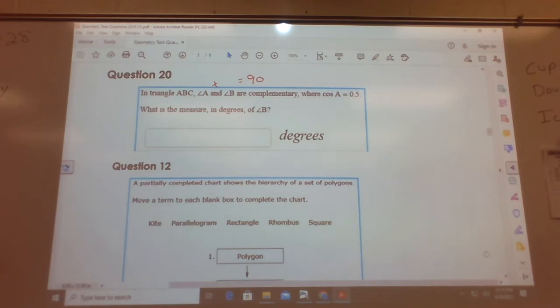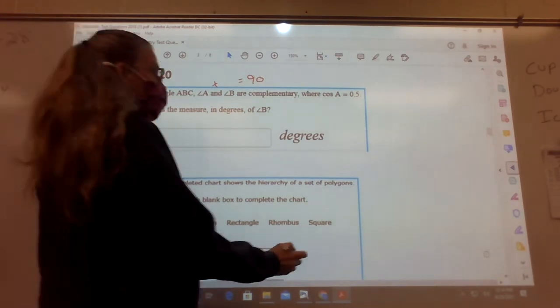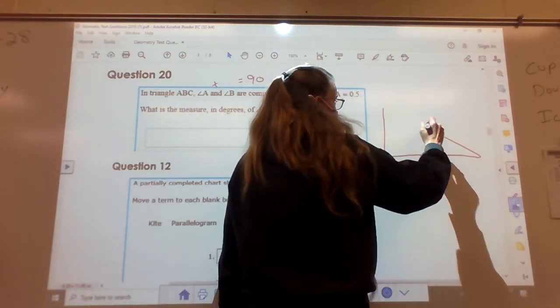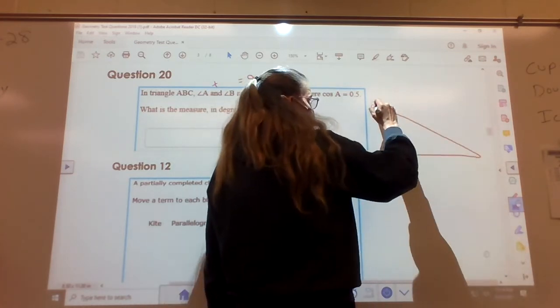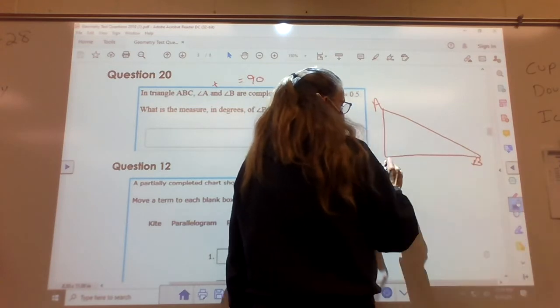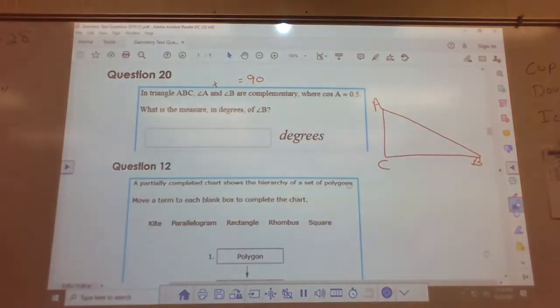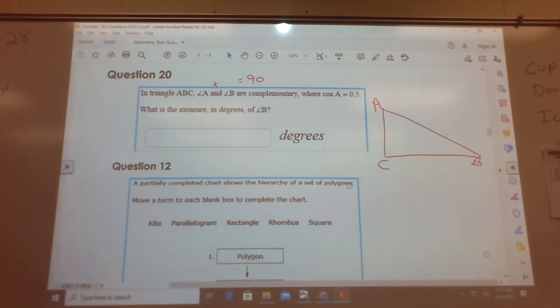If it says something about a trig function, what type of triangle are we going to be using? What type of triangle do we use trig functions on? A right triangle. So I'm going to draw a right triangle. And they've told us that these two angles are the A and the B, so this must be C. Now, the cosine of A is 0.5. So A is up here.